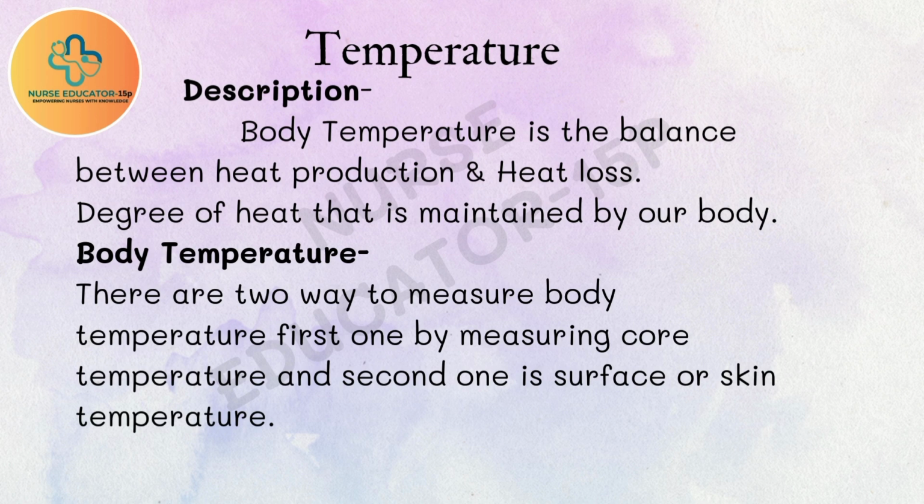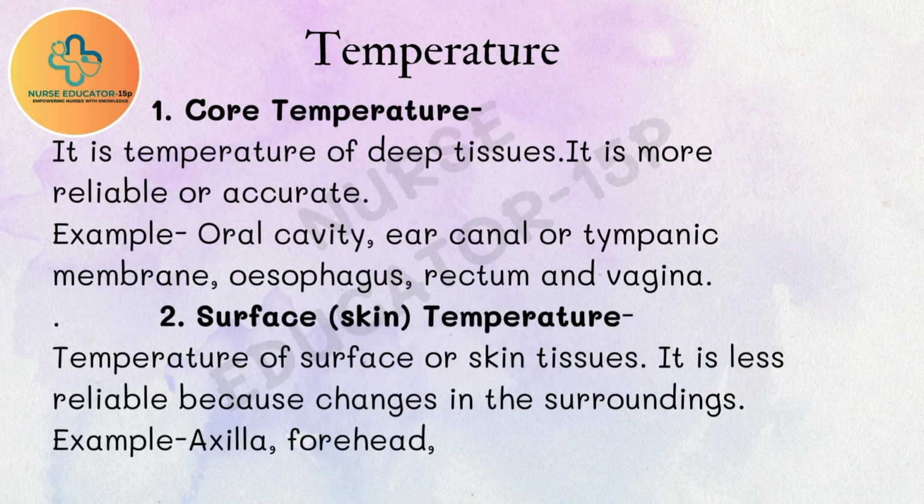It is taken in 2 ways. The first is core temperature and the second is surface or skin temperature. The core temperature is the temperature of deep tissues. It is a more reliable and accurate measurement of temperature. Examples are oral cavity, ear canal or tympanic membrane, esophagus, rectum and vagina. The surface temperature, taken by the skin, is less reliable because of surrounding changes. The temperature can also be changed here. For example, axilla and forehead temperature.